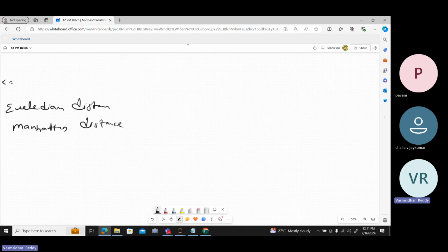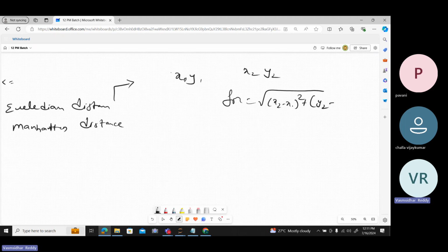The Euclidean distance formula: to find the Euclidean distance, we need to identify the distance between two points, x1 y1 and x2 y2. The distance formula is the root of (x2 minus x1) whole square plus (y2 minus y1) whole square. This is the formula to identify the distance between the two points.